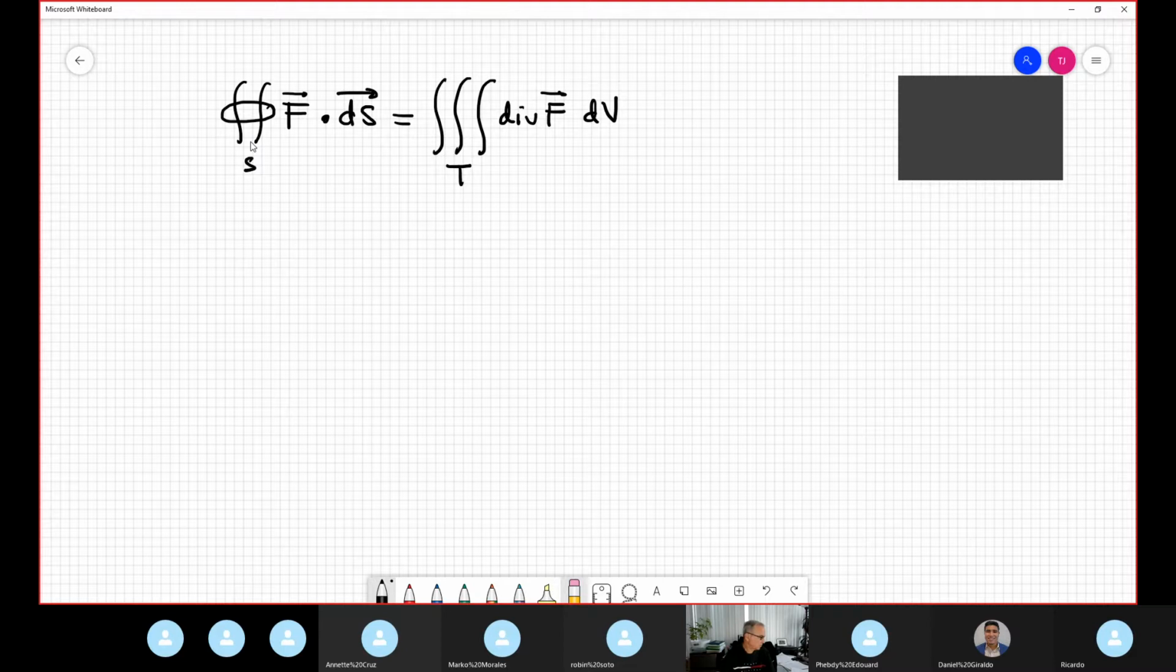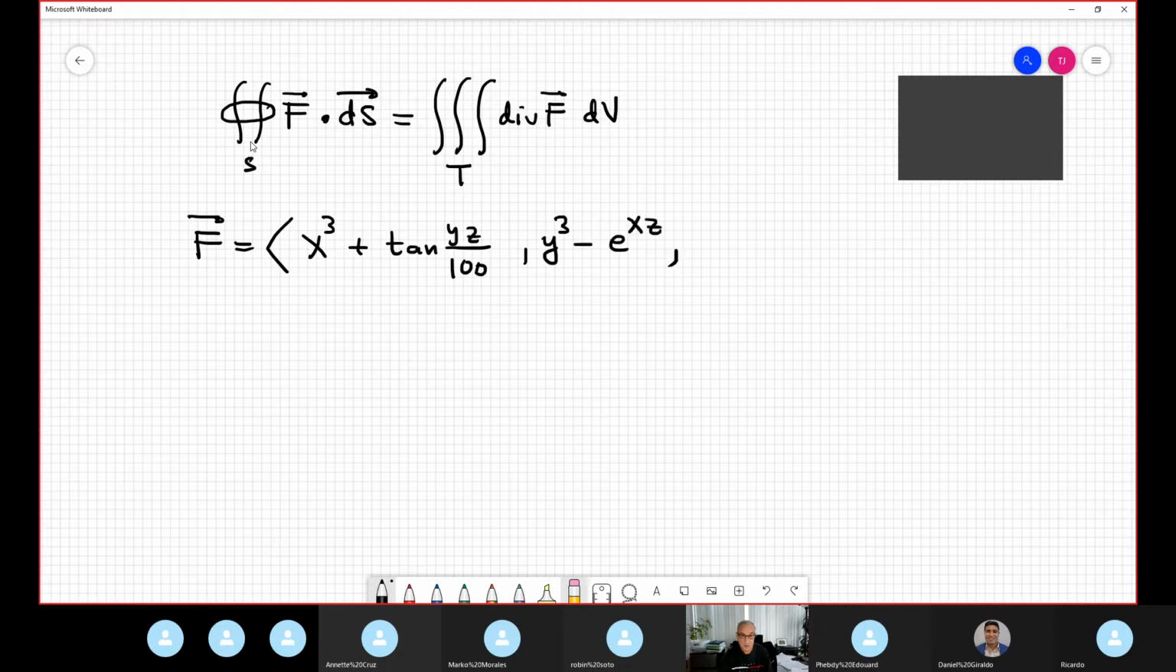This is a triple integral. So our problem right now is, in this case, I put intentionally a super weird, super complicated expression for the vector field: x cubed plus tangent of yz over 100. What the hell is that? y cubed minus e to the xz, comma 3z minus x cubed. Complicated, right? So doing it that way is crazy. So we are doing it in this way, the right hand side.